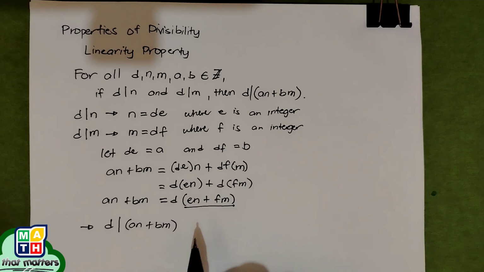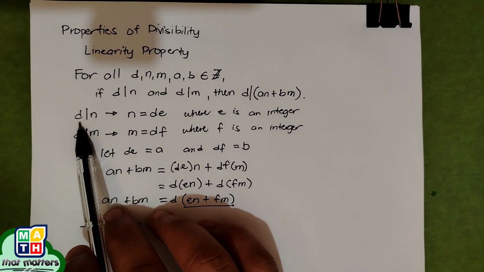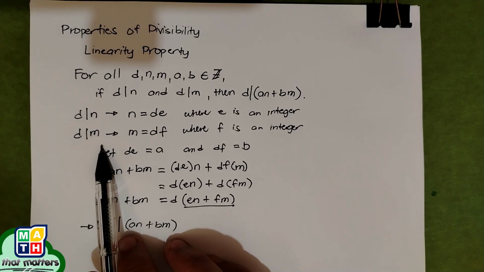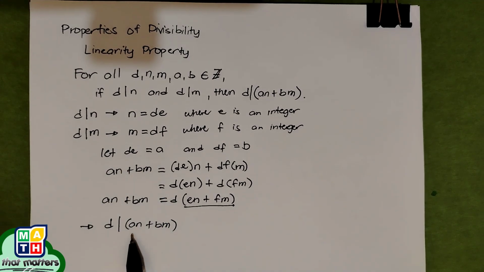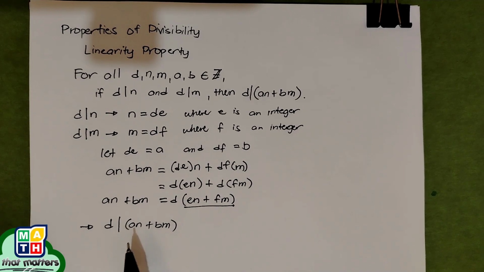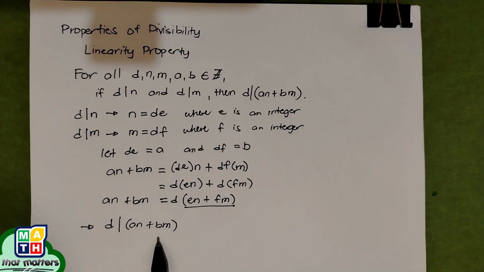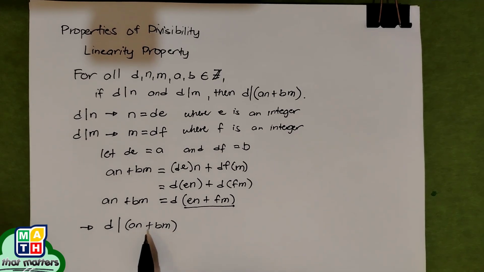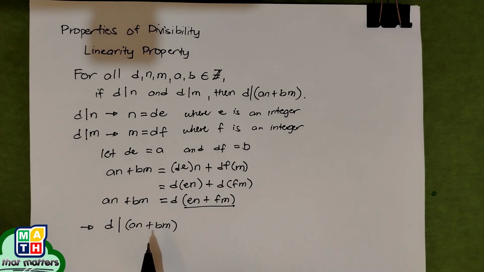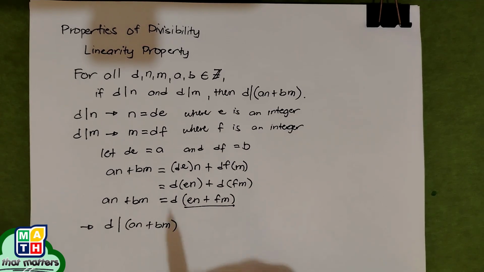So in short, this tells us that if a certain D divides N and the same D divides M, and we come up with an expression where N is a factor of one term and M is a factor of another term and they're under addition, the entire expression is also divisible by D, or D divides that certain linear expression.